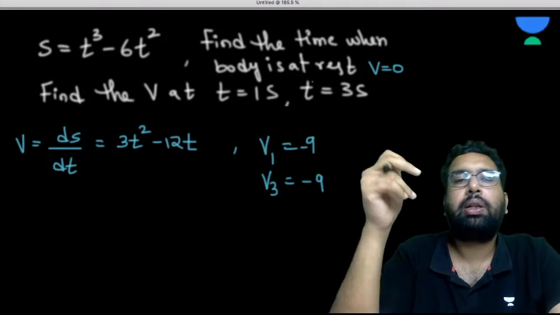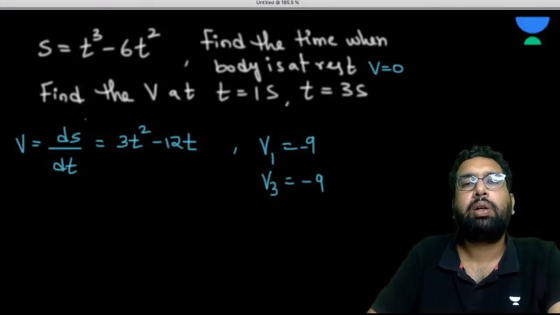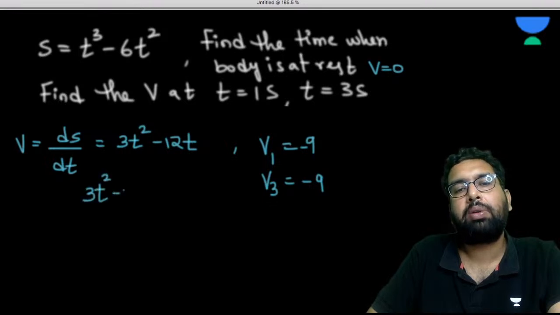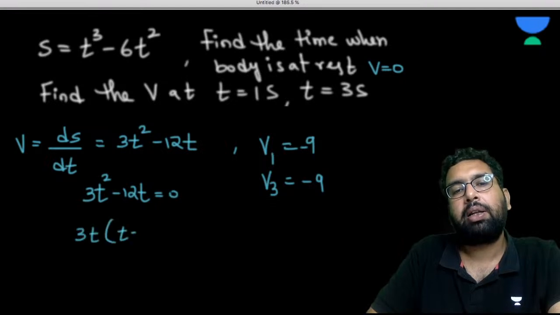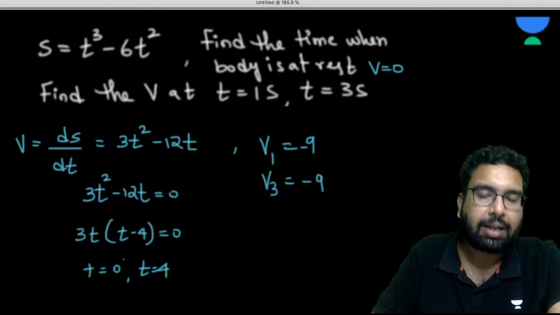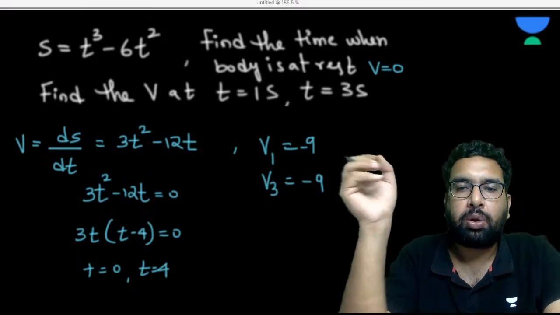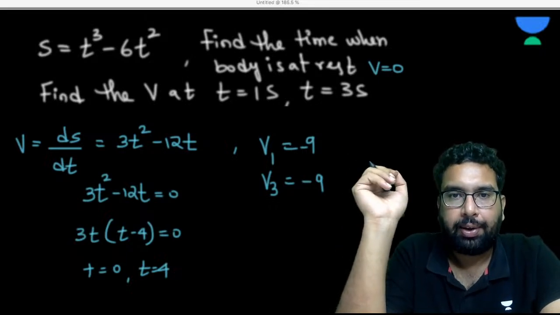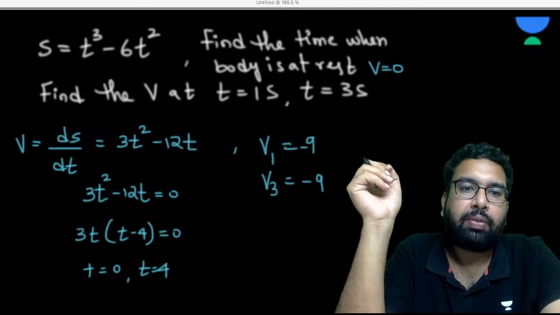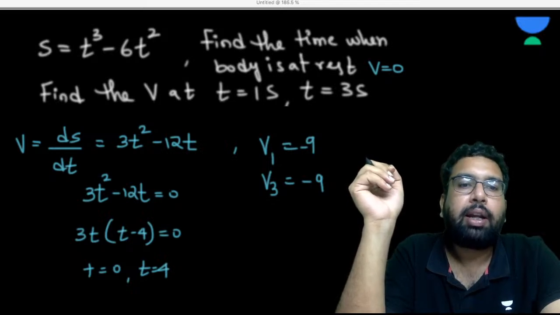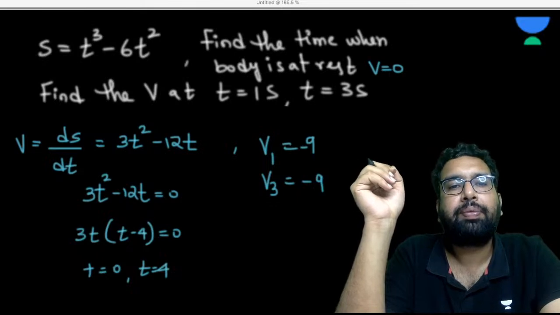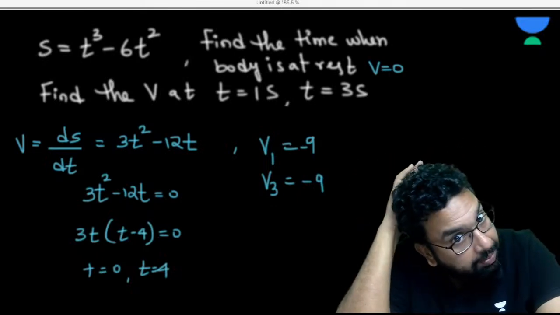So now in this case, what is going to happen? v is equal to ds by dt, and this is going to be 0. So 3t square minus 12t is going to become 0. So it is going to be 3t into (t minus 4) is equal to 0. So t is equal to 0 and t is equal to 4. So the body will be at rest at 0 second and at 4 second. So the time when the body is at rest is 0 second and 4 second. I hope it is fine to everyone. Please answer me.